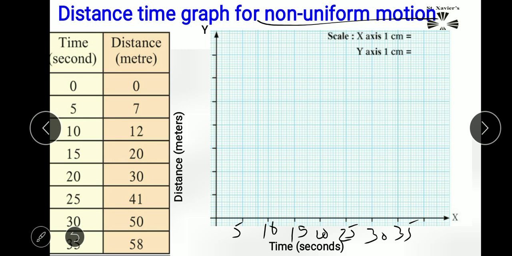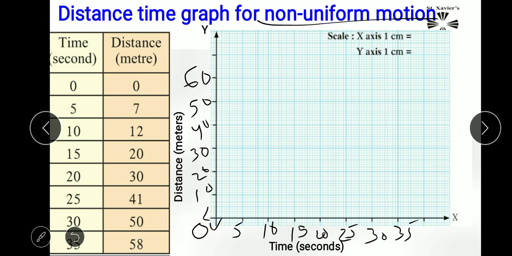When you see the distance axis, the y-axis, let us take 10, 20, 30, 40, 50, like this. If you want, we can take 5, 10, 15, 20, 25, 30, 35 also, students. Here I have taken till 60. So this is the origin, students, 0, 0.